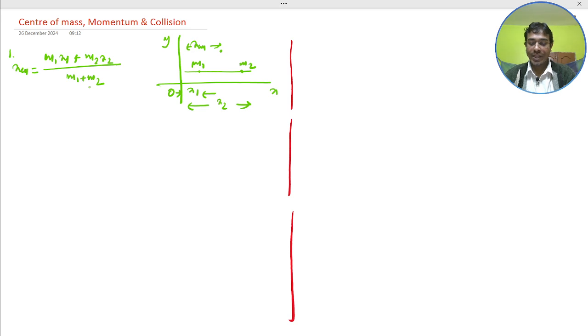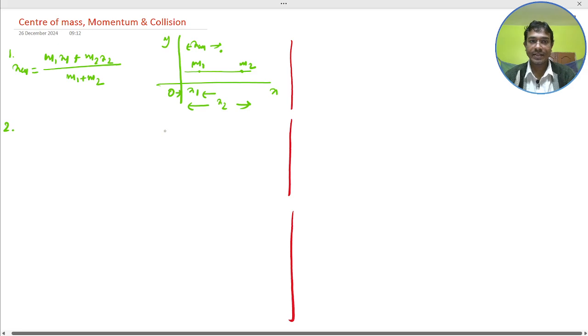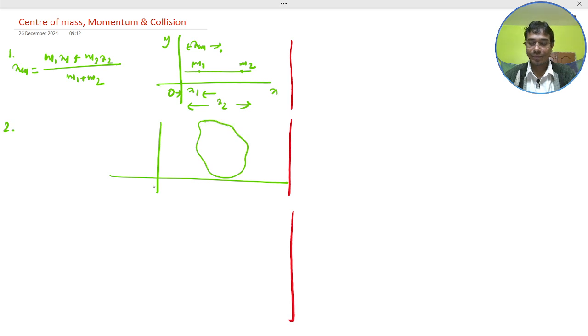Center of mass of a system of n particles. For a system of particles, suppose this is m1 and m2 ... here this is mn, this is r1 ... here this one is rn, and this is the center of mass c, at rcm.